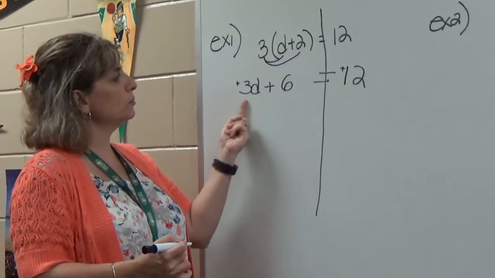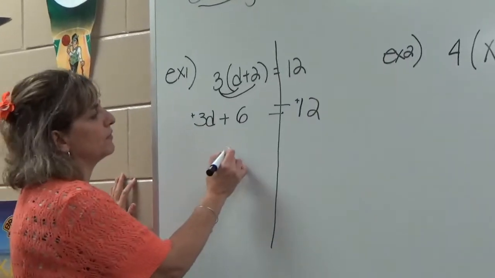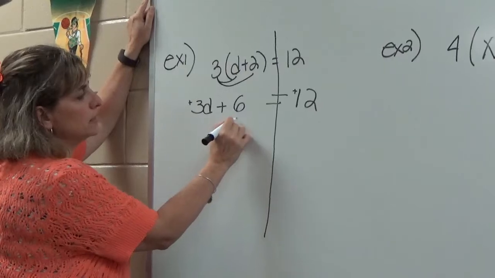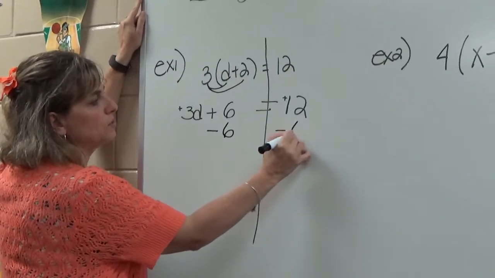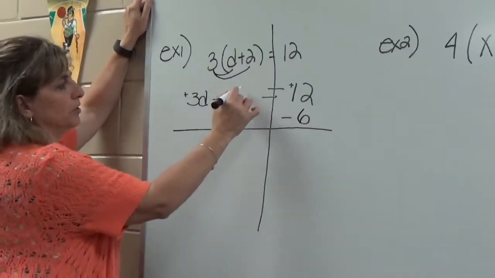So before I deal with the d, if I have any addition or subtraction near it, I have to take care of that first. What is the opposite of adding 6? It's subtracting 6. Whatever I do to one side, I have to do to the other. You are writing this example in your notes.